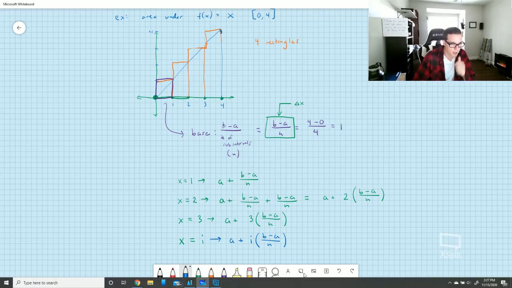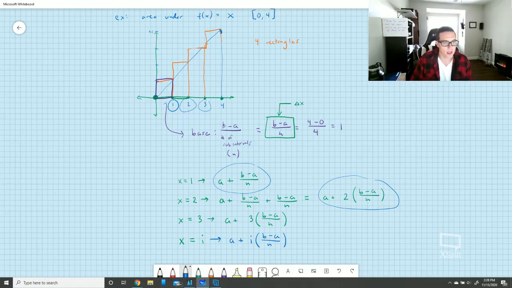So really, I can talk about this coordinate using this equation. I can talk about x equals 2 using this equation and just plugging in 2 for I. I can find this coordinate, the x value, by that. But I don't really care about the x value. What I care about is the y value, the height of the rectangle, this guy right here. But that's as simple as plugging this x value into the function I'm given, into f of x, because that's how you get the y value.